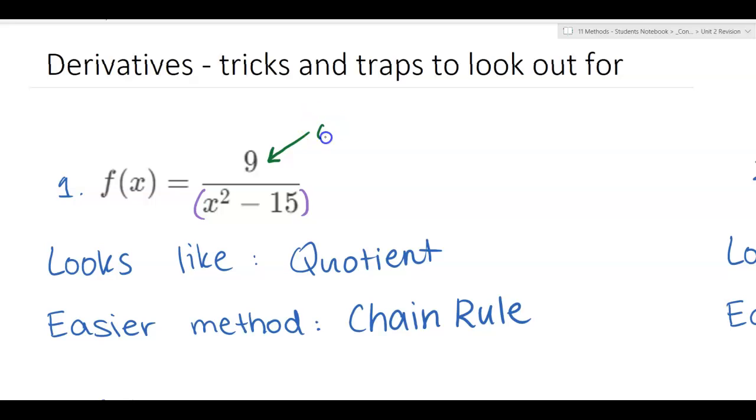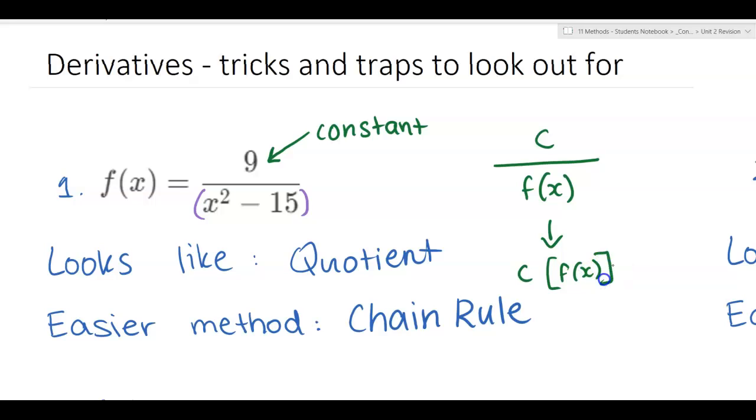It is a constant. So this trick or trap comes out when we have got a constant divided by a function. We can rearrange that to be a constant times the function to the -1. So this one only works when that numerator is a constant.